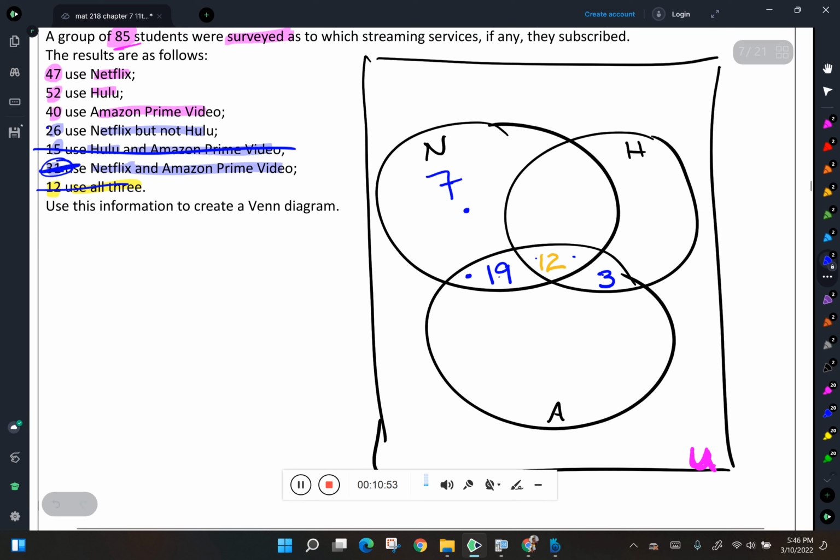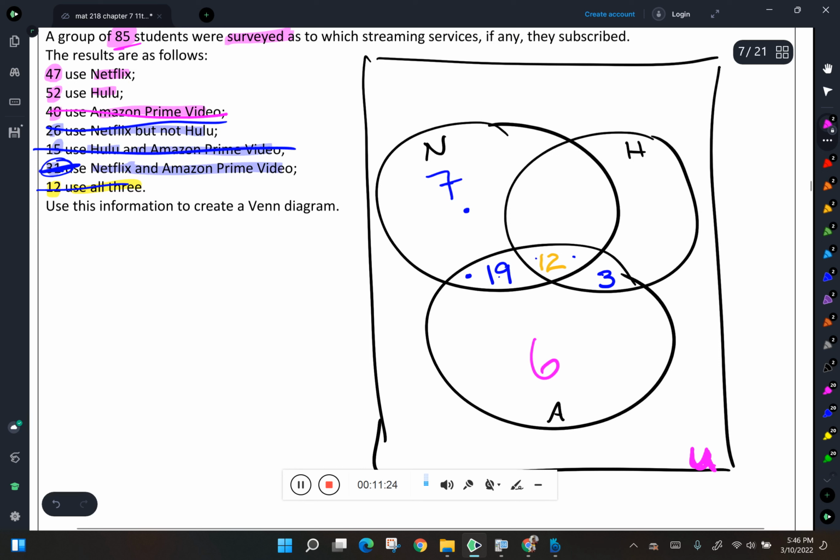Right? Maybe now the blue or the pink numbers are useful. How about 40 use Amazon Prime? Well, 40 using Amazon Prime meant that this whole circle added up to 40, but we already know where 3 of those pieces are. So all I have to do is take 40 and take away that. So I'll grab my calculator, 40, take away 19, take away 12, take away 3, and I get 6. So then, oops, I don't want that. I want this. 6 live out here.